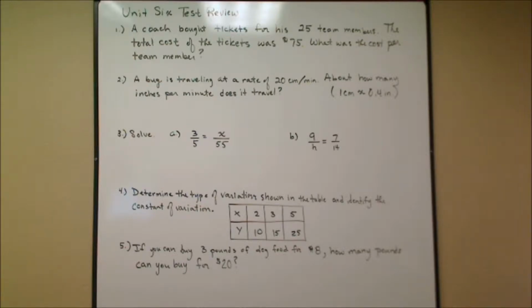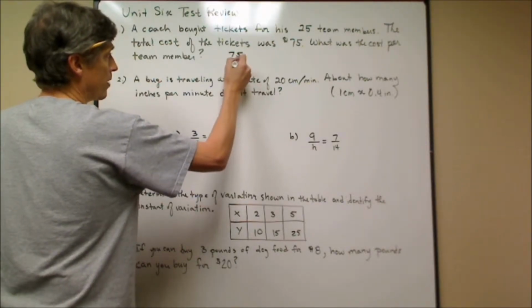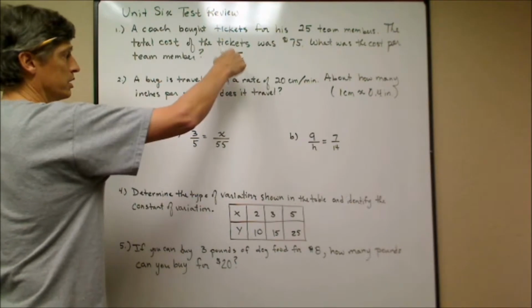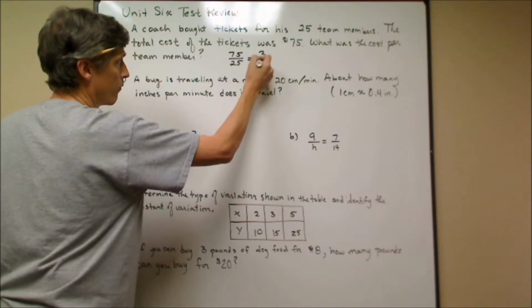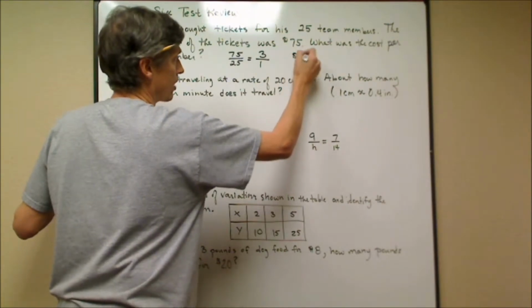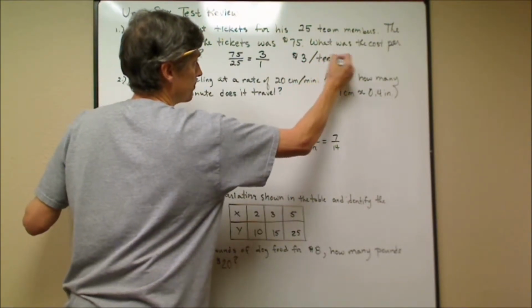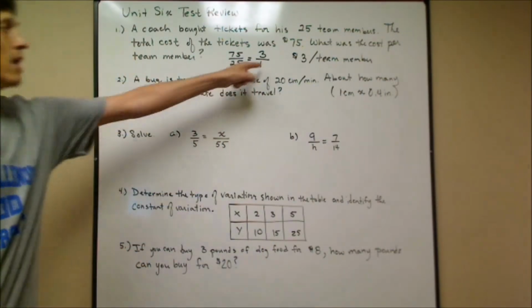Here we go. A coach bought tickets for his 25 team members. The total cost of the tickets was $75. What was the cost per team member? Now that's like a unit cost. Per team member, it's $75 for 25 members. How many for one? Well, this one's nice because 25 and 75 are both divisible by 25. 25 goes into the top 3 times, 25 goes into the bottom 1. This is my unit amount here, so it is $3 per team member. All I would do is divide. I want to make sure that my denominators are 1.